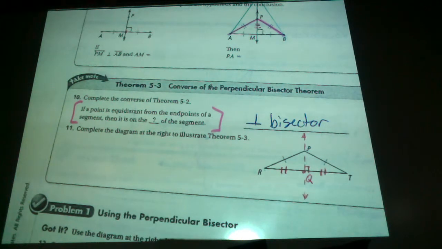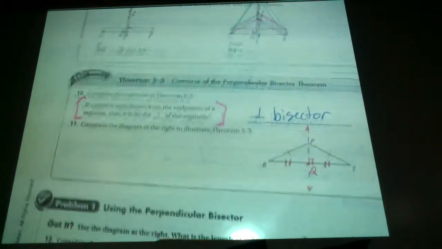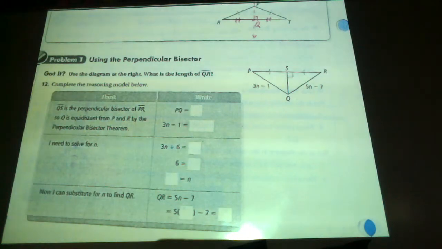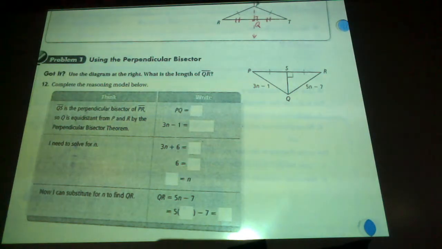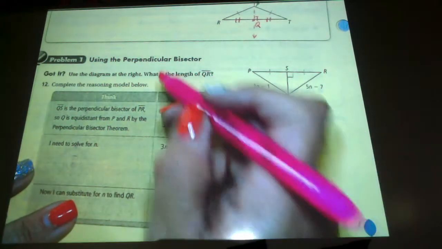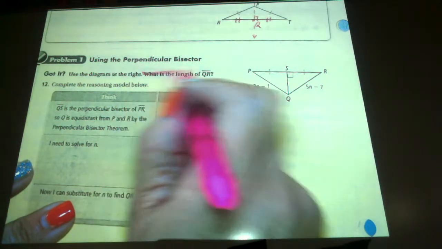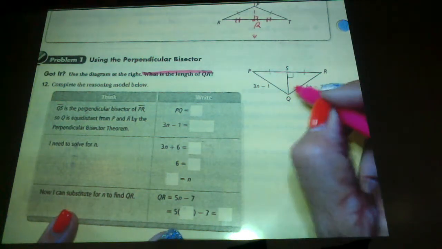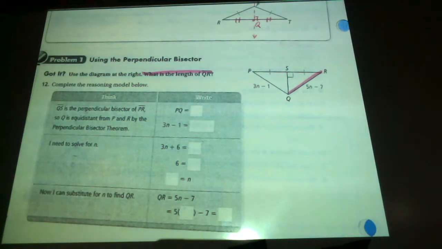So let's explore how this works in some problems. Any questions about that before we explore how it works? Okay. So instead of filling in the little table that we have here, let's just look at the picture. We are going to find, and again, notice they're not asking us to find n. They're asking us to find the length of line segment QR, and that would be this length there.